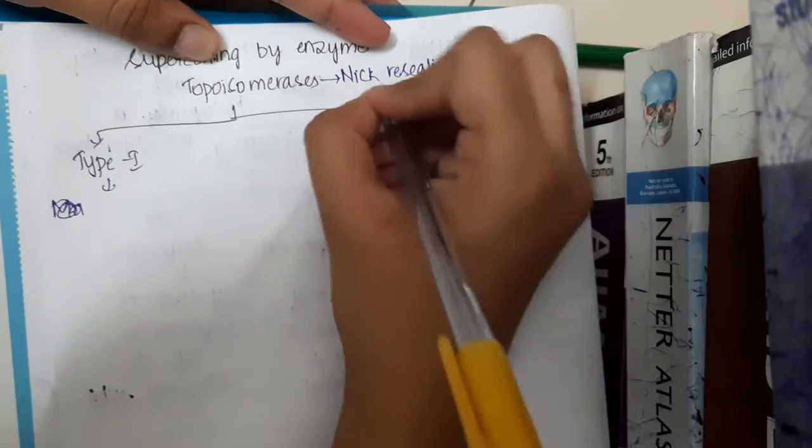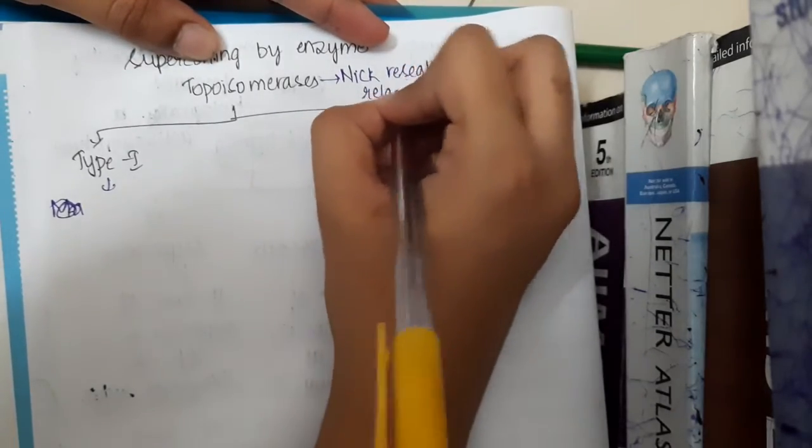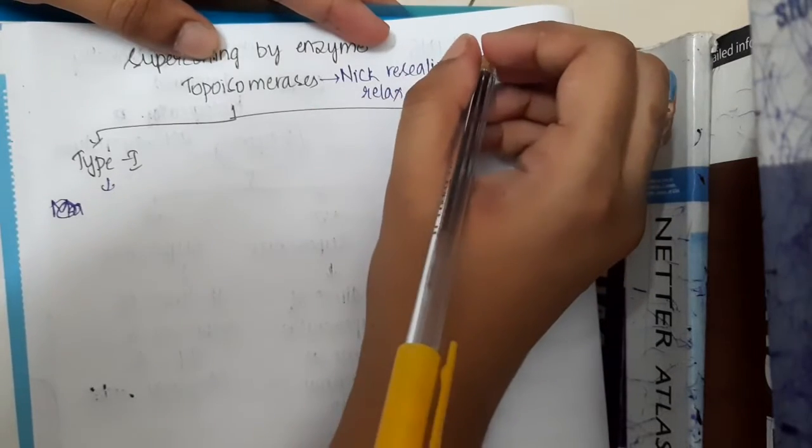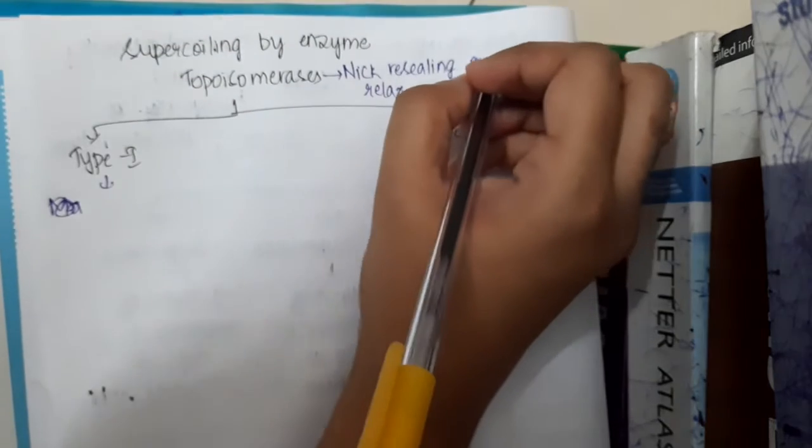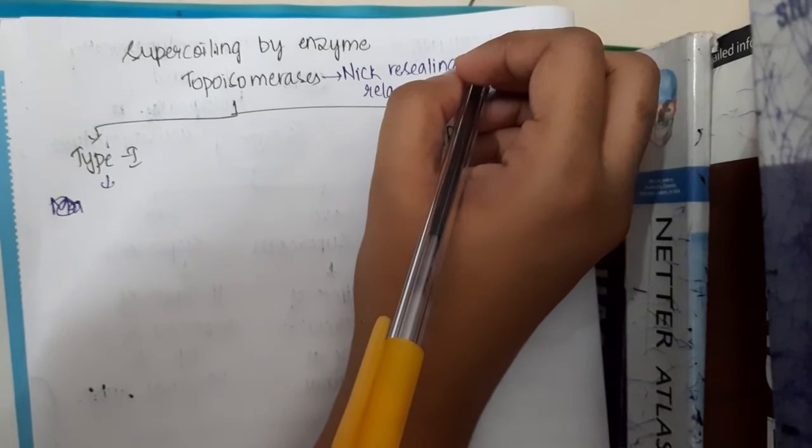So this is relaxed state. This is positive supercoil state. This is negative supercoil state. And topoisomerases are basically what is responsible for supercoiling.